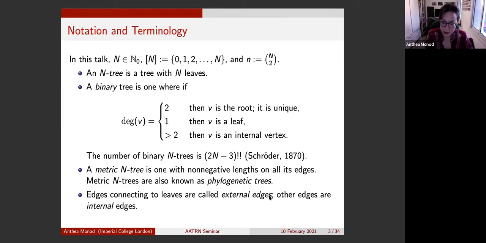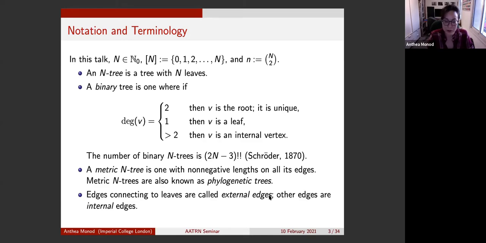There's a combinatorial result from 1870 that says that the number of binary N-trees is (2N minus 3) double factorial. This is the number of the different tree topologies, by which I really mean branching configurations and leaf labels. A metric N-tree is one where you have non-negative lengths on all of the edges. Metric N-trees are also known as phylogenetic trees. So that's the mathematical terminology here.